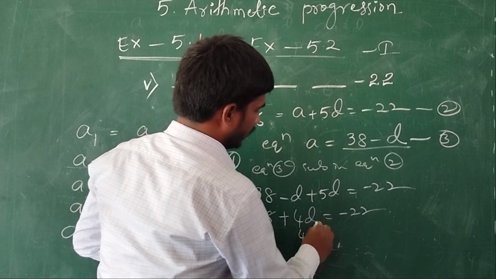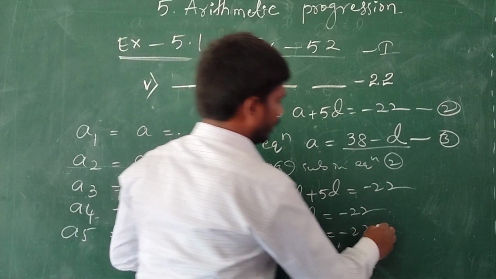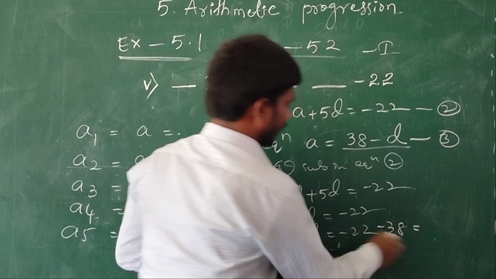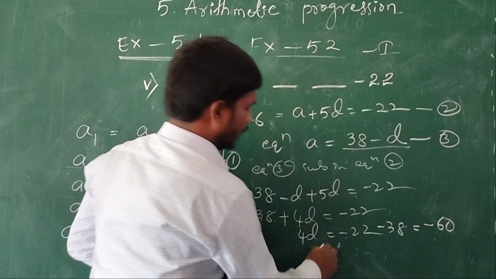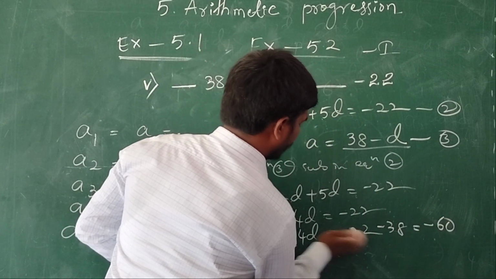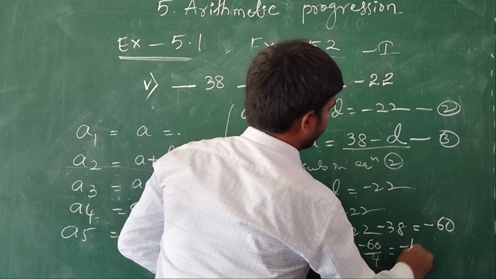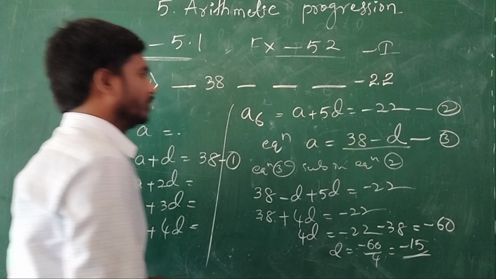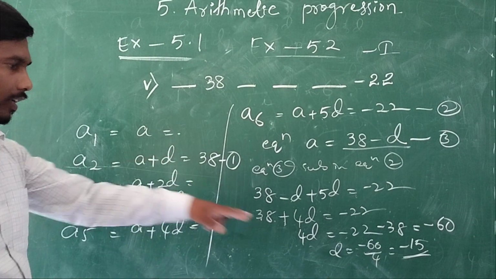So 38 plus 4d is equal to minus 22. So 4d is equal to minus 22, and this plus 38 will become minus 38. So minus 22 minus 38, minus 60. 4d is equal to minus 60. Then d is equal to minus 60 by 4. So d is equal to minus 15. So the common difference is minus 15.